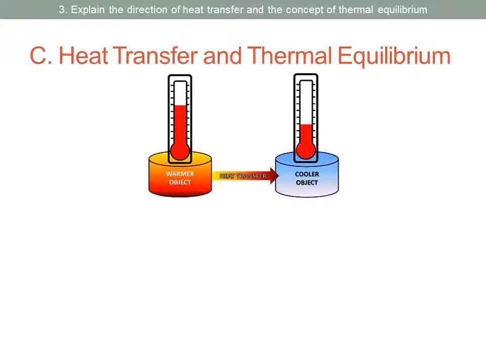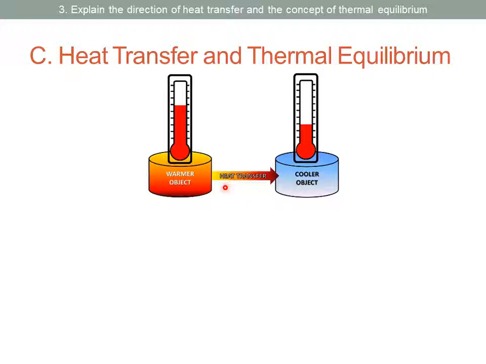Here are a couple other pictures that help us to demonstrate this heat transfer. If we have two objects, again, one warmer, one cooler, we can see the thermometer here, the warmer object higher on the thermometer than the cooler object. Heat is going to be transferred from warmer to cooler, to that cooler object.